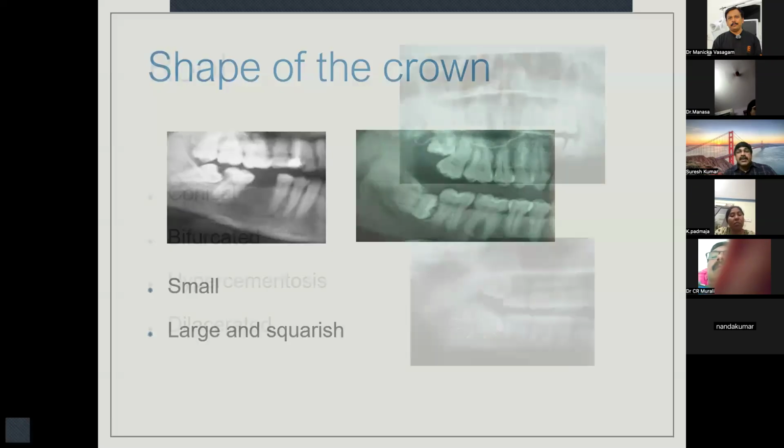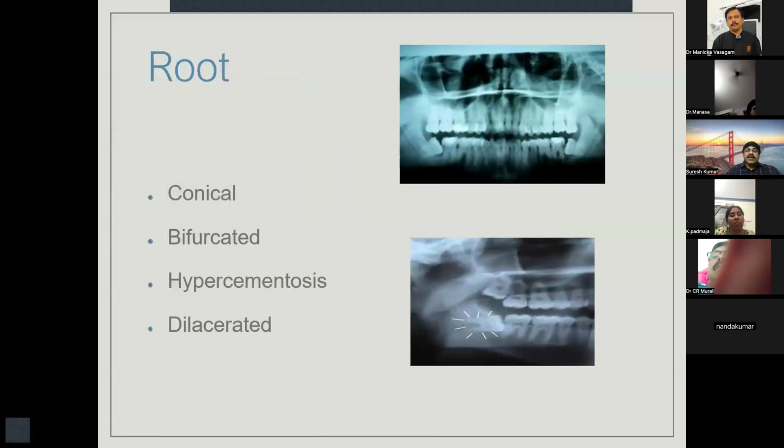Okay, then the root of the third molar as well as the second molar. The OPG on top shows a more conical pattern root, so this will be easier to remove. Whereas in the lower OPG, you have roots which are showing divergence, which will have an anchor-like effect in the bone, and so it's going to be difficult to remove without sectioning of the tooth and all that. So conical roots are easier to remove. The divergent roots are going to be more difficult to remove.